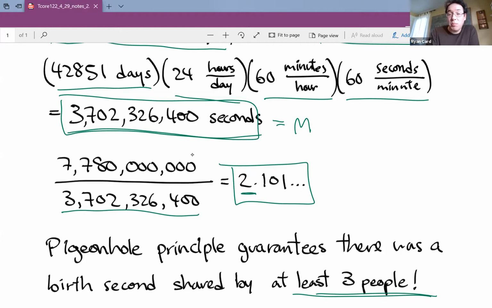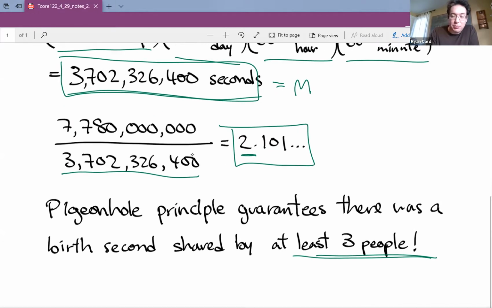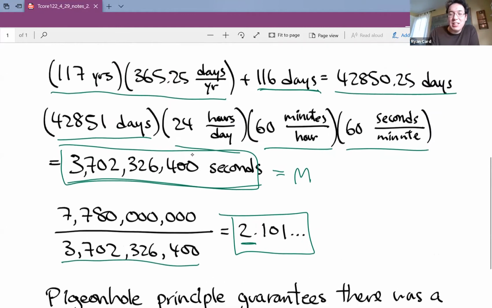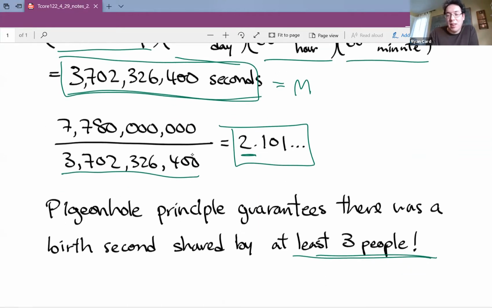And we were able to compute that even without looking into birth certificates, right? So it's actually a really powerful idea. Using the same idea, you can prove that in New York City, there's at least a handful of people who share the exact same number of hairs on their head, which is an entertaining computation to do.